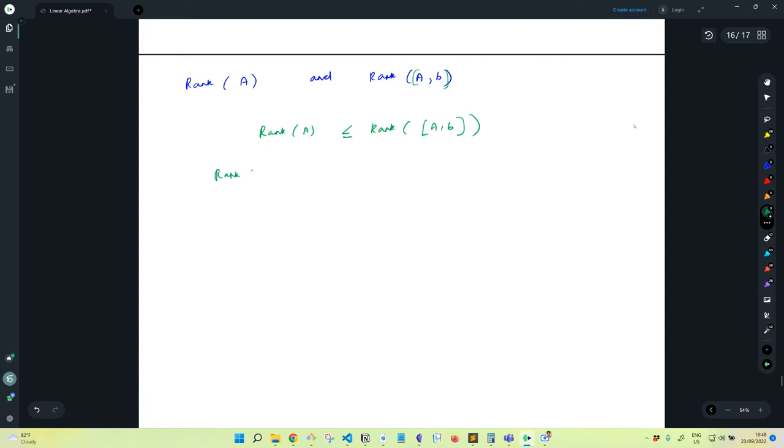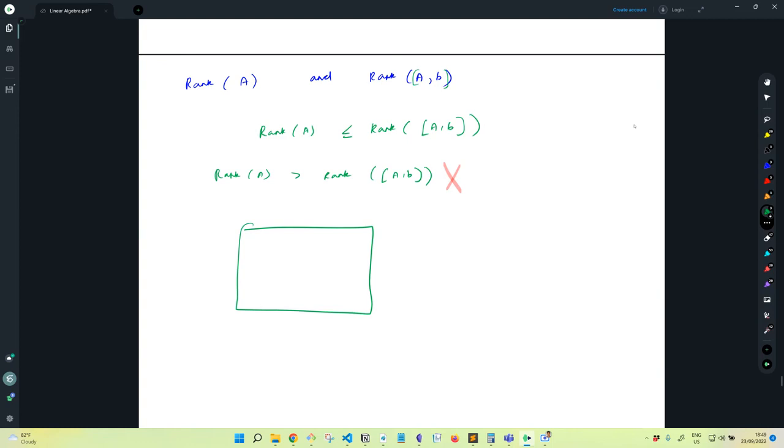Do you see why? It can never be the case that rank of A is greater than rank of A comma B. This case is not possible. Are you able to see why this case is not possible? No, sir. Okay, let me give an illustrative proof.